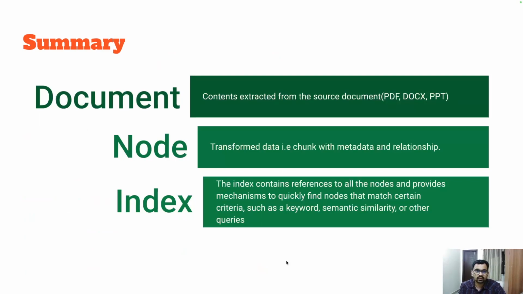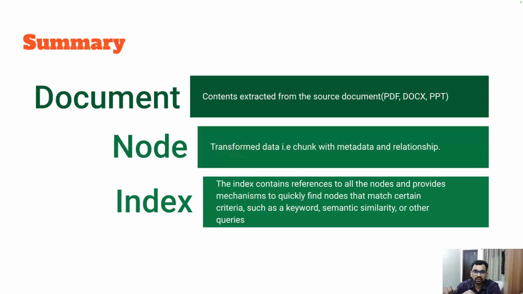Okay. So I want to reiterate the three elements again: document, node, and index. A document is nothing but the contents extracted from the source information. The source could be a PDF, docx, or PPT. So how are we doing that? By using the simple directory reader. And the next one is a node. The extracted contents will be transformed into pieces of chunks, and those chunks will be stored in the form of a list of JSON. The chunk along with the metadata and the relationship will be stored as a node.